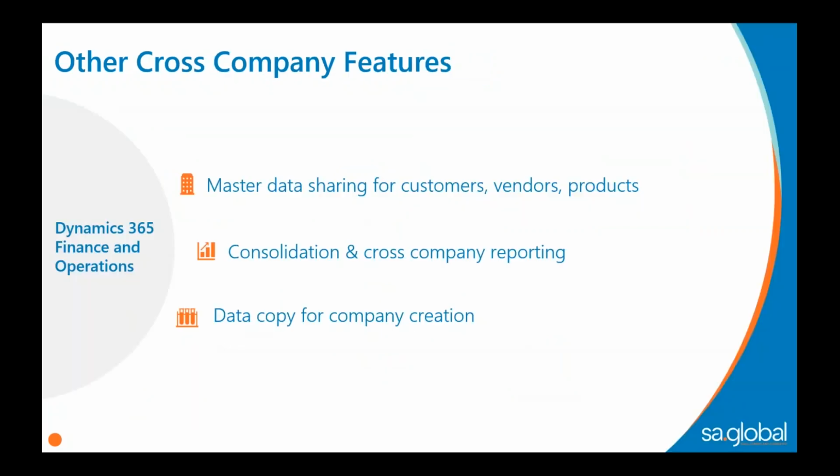Okay, so let's now move on to other cross-company features, starting with data sharing. For large multi-entity customers, it's very useful to be able to maintain a central repository of data, like customers and vendors and products, and be able to release this data per company instead of having to recreate them each and every time you need them in a company. So we're going to see how F&O helps you with that with master data like the ones we see here: customers, vendors, and products.